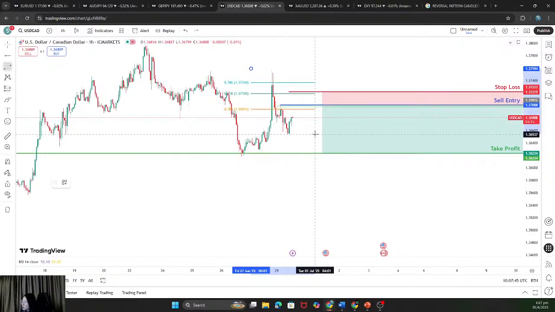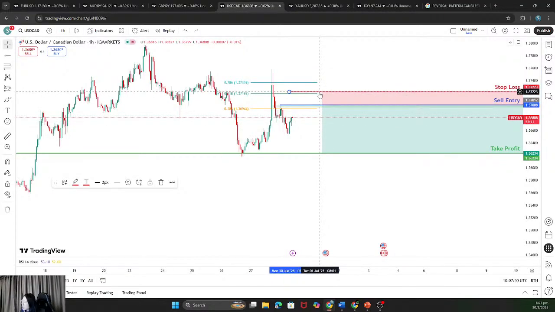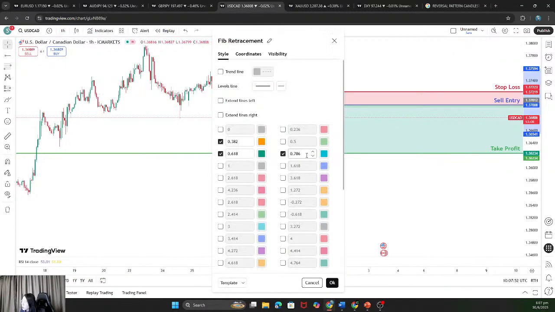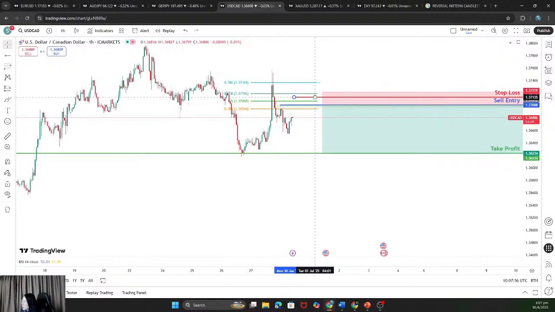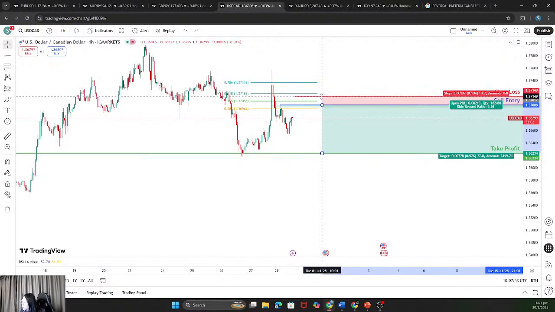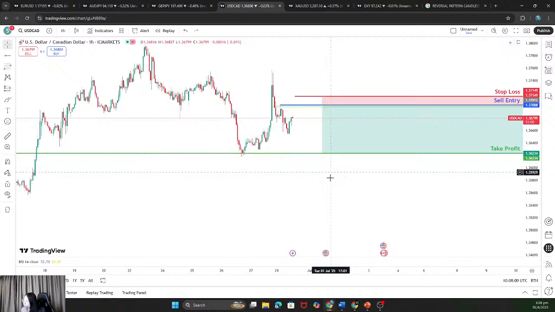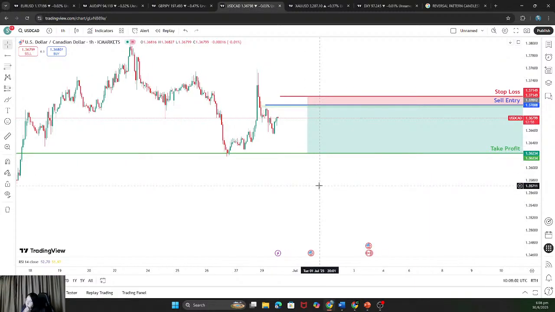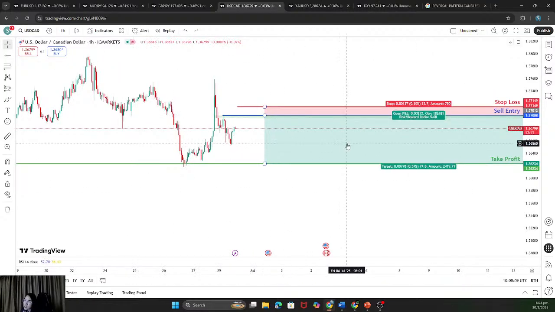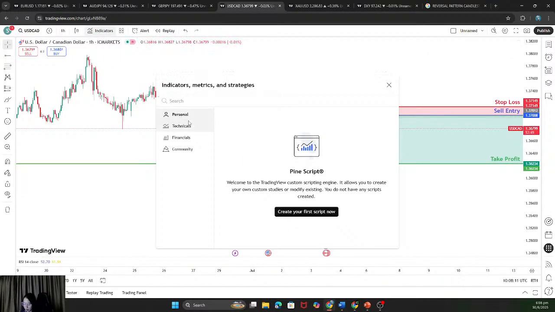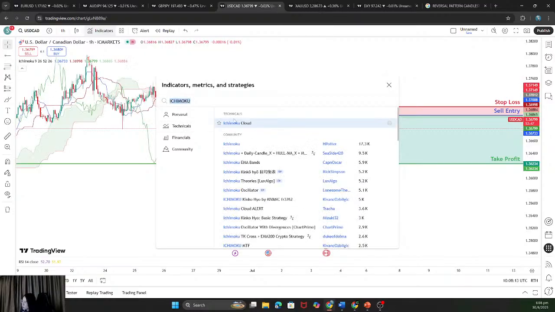Let me see. Maybe just above the 50%. Maybe somewhere along here. Yeah, this looks too good, to be honest. Okay, if price gets here, I'm going to look at it. I know I'm going to pull out the Ichimoku.